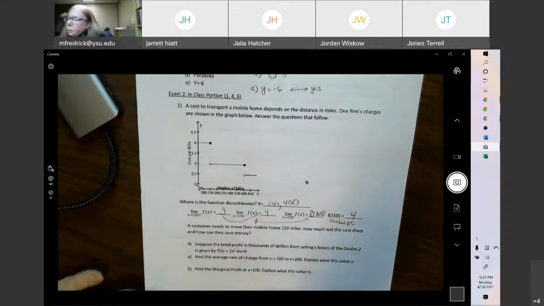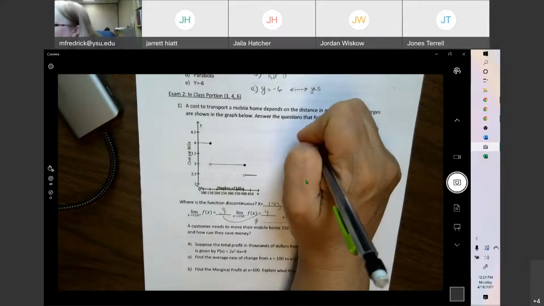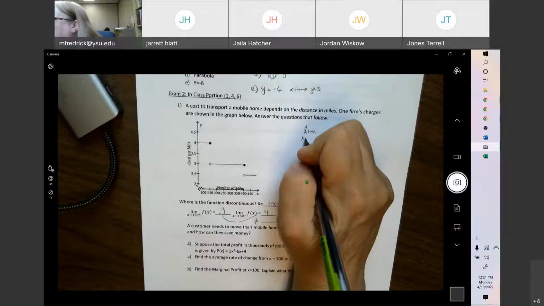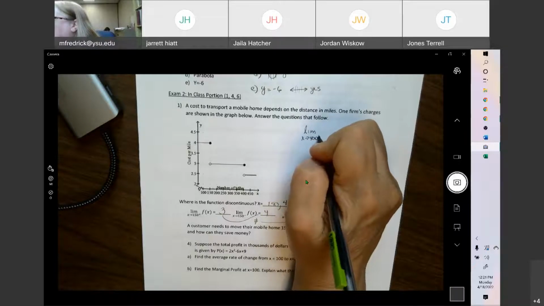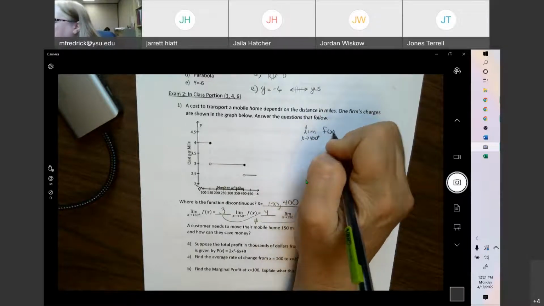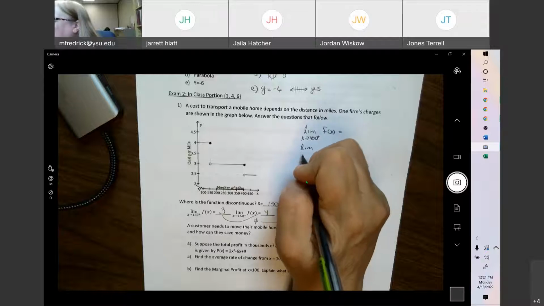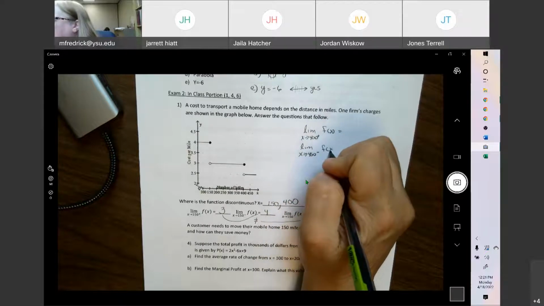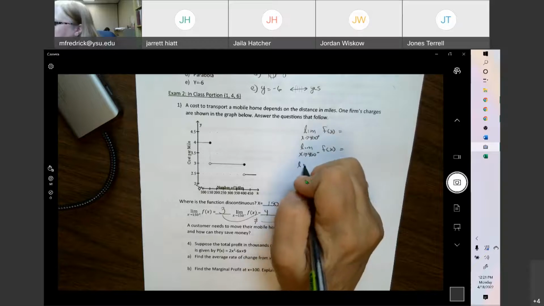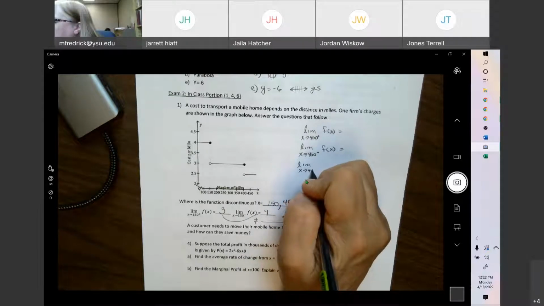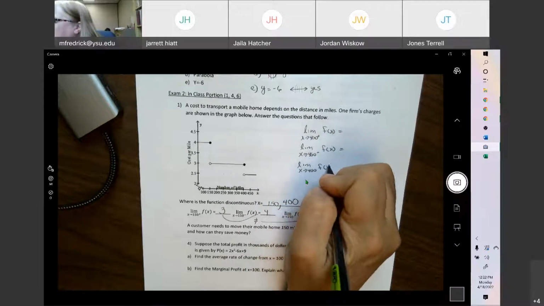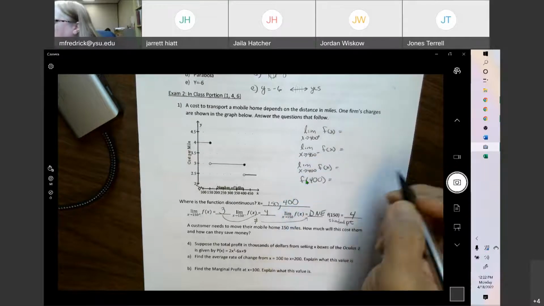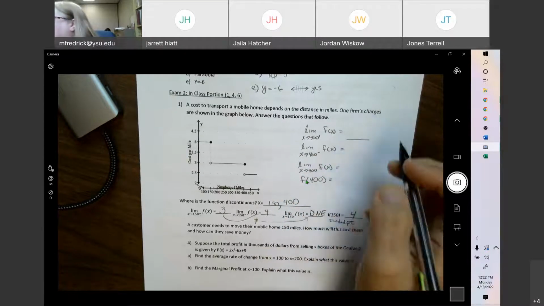Okay. Let's try just to make sure, since it's also discontinuous at 400, find the limit as x approaches 400 from the right. The limit as x approaches 400 from the left. Limit as x approaches 400. And f of 400. So let's find these three. Then we'll do the last part.